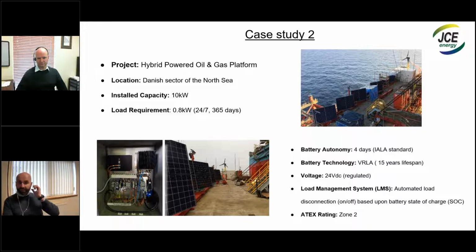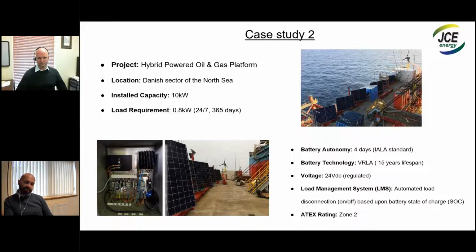The load requirement in this case was 800 watts, again continuous all around the days and all around the year. Battery autonomy required was 4 days. The battery technology used is VRLA, and that's why we have used again the Morningstar charge controllers, because they allow you to control and charge properly this kind of batteries. The voltage in this case has been required to be 24 volts regulated.